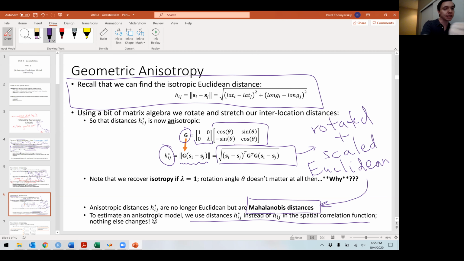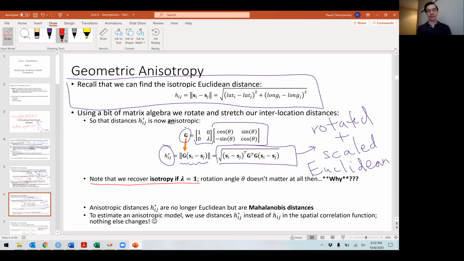So there's a key question here. We will recover isotropy. Isotropy is a special case of anisotropy where lambda is equal to 1. Then theta doesn't matter at all.